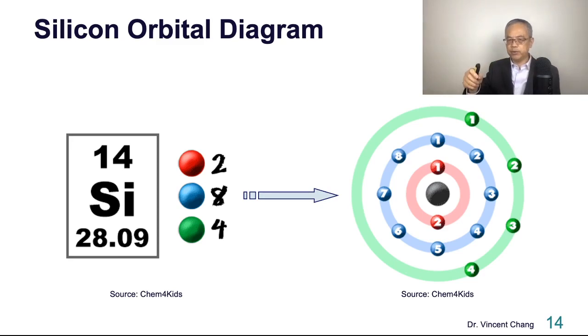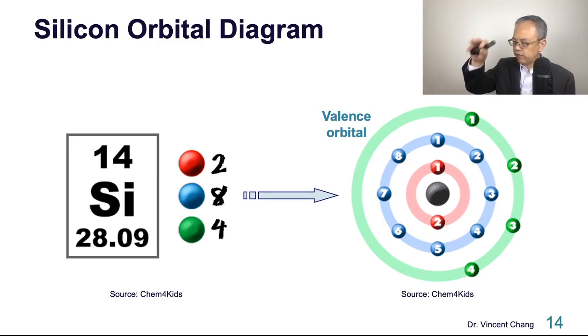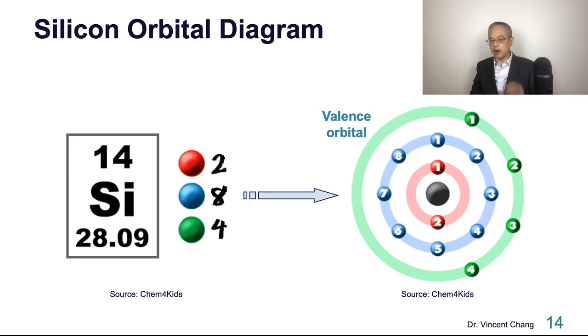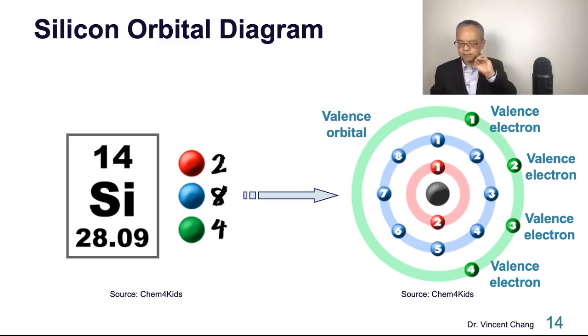Red, blue, and then green. So the outside orbital is called the valence orbital. And the electrons that sit in the valence orbital are named valence electrons. All right? So valence electron 1, 2, 3, 4. So there are 4 valence electrons for each silicon atom.